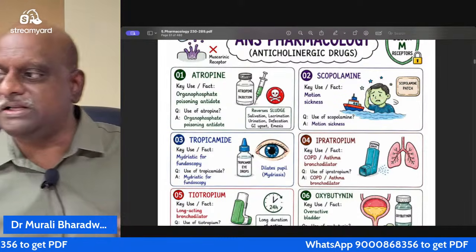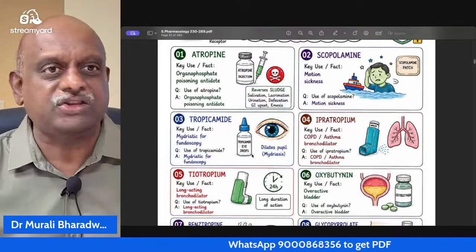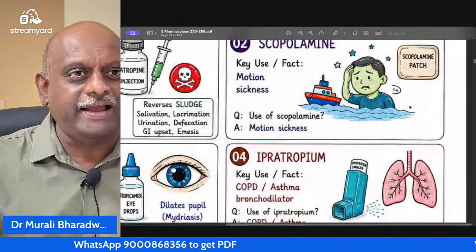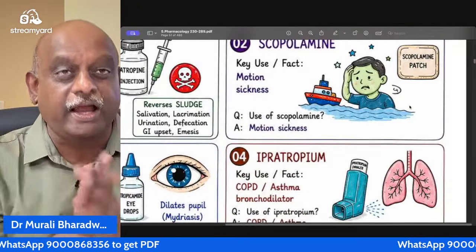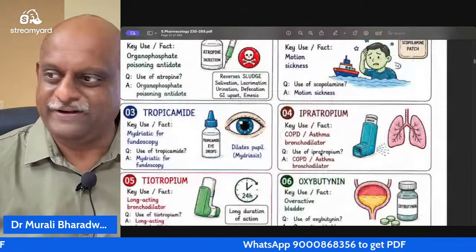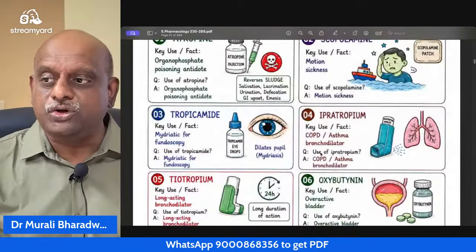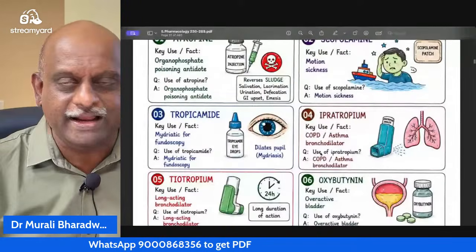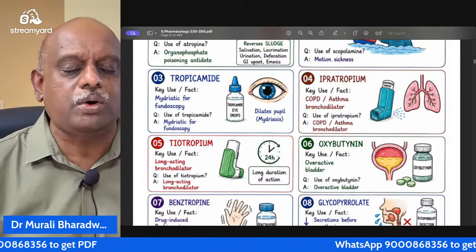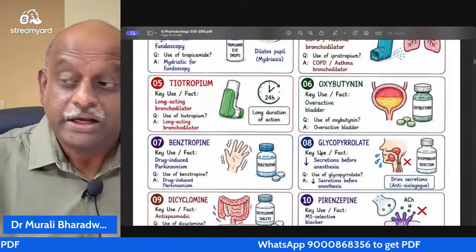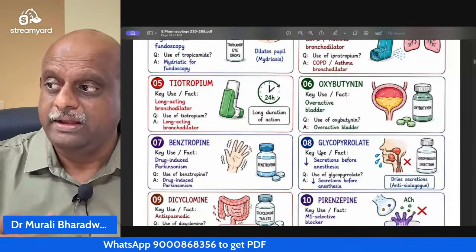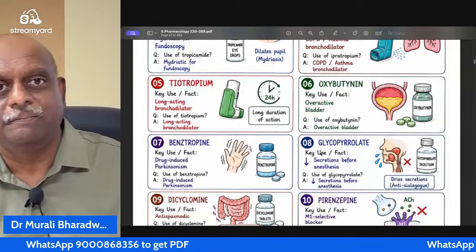Scopolamine is used in motion sickness, scopolamine patch. So, an Amar Chitra Katha like image will make you remember long term. That image is in Murli Bharadwaj comic book for NEET PG preparation. Tropicamide is used as a mydriatic for fundoscopy. It dilates the pupil. Ipratropium is an anticholinergic used in COPD patients who are having bronchoconstriction and asthma. Tiotropium is a long-acting bronchodilator. It has got a duration of action of almost 24 hours.